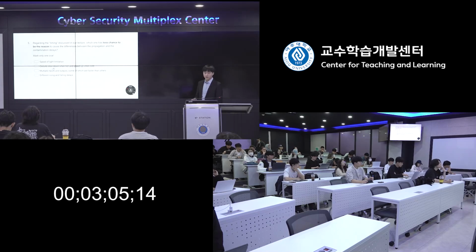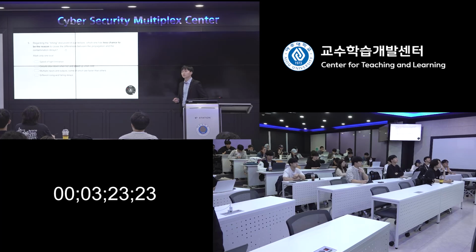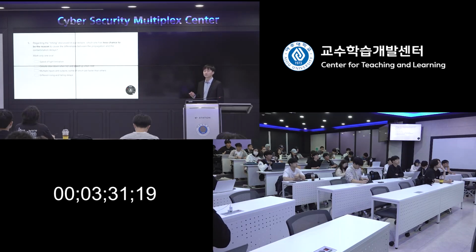Circuits slow down when hot and speed up when cold. This is one of the reasons causing the differences between the propagation and contamination delays. If you recall, what is the propagation delay? Anyone remember? Anyone can raise your hand to answer. What is the propagation delay? It's the maximum delay for a circuit from the input to the output. The contamination delay is the minimum delay.